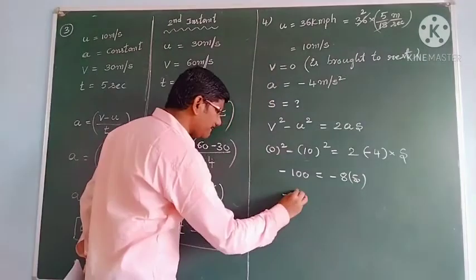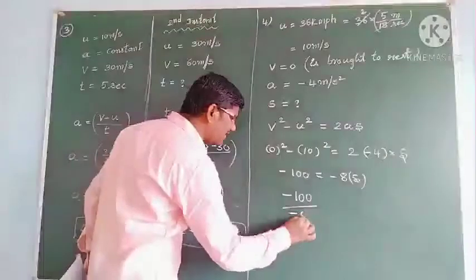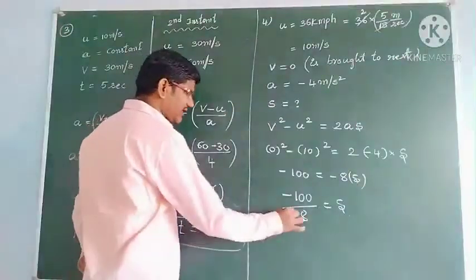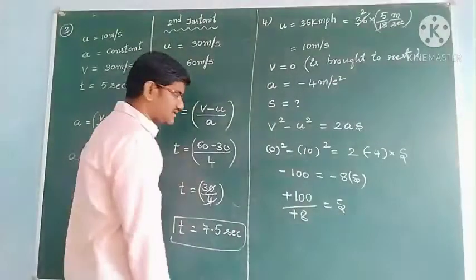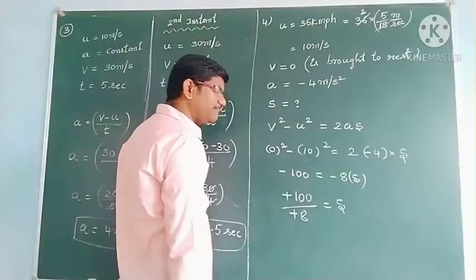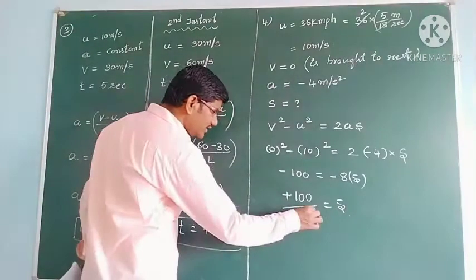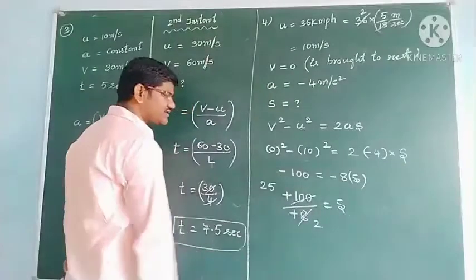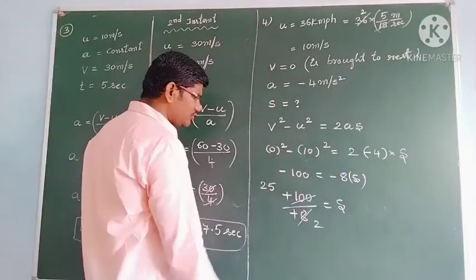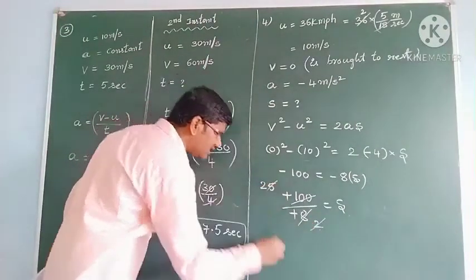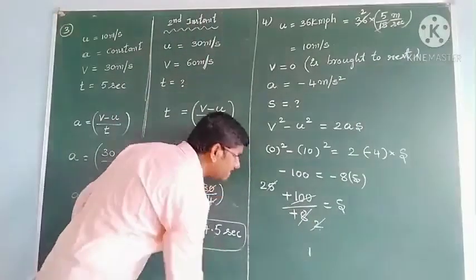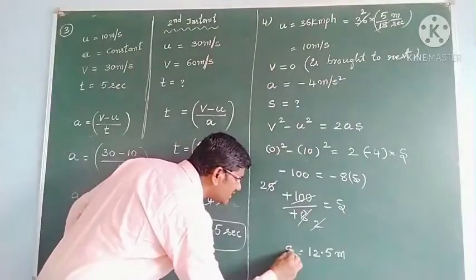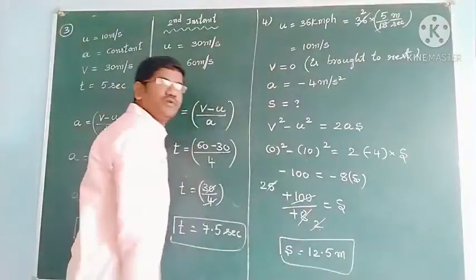Okay, then -100 by -8 is equal to s. Okay, then minus gets cancelled, it will become plus. Okay, then 100 by 8, it gets cancelled with 2, 4 2s are 8 and 4 25s are 100. Then 25 by 2. So that is with 2 you cancel it. So 2 ones are 2, 2 twos are 4. So 12.5 meters is the distance it travels before it comes to rest.